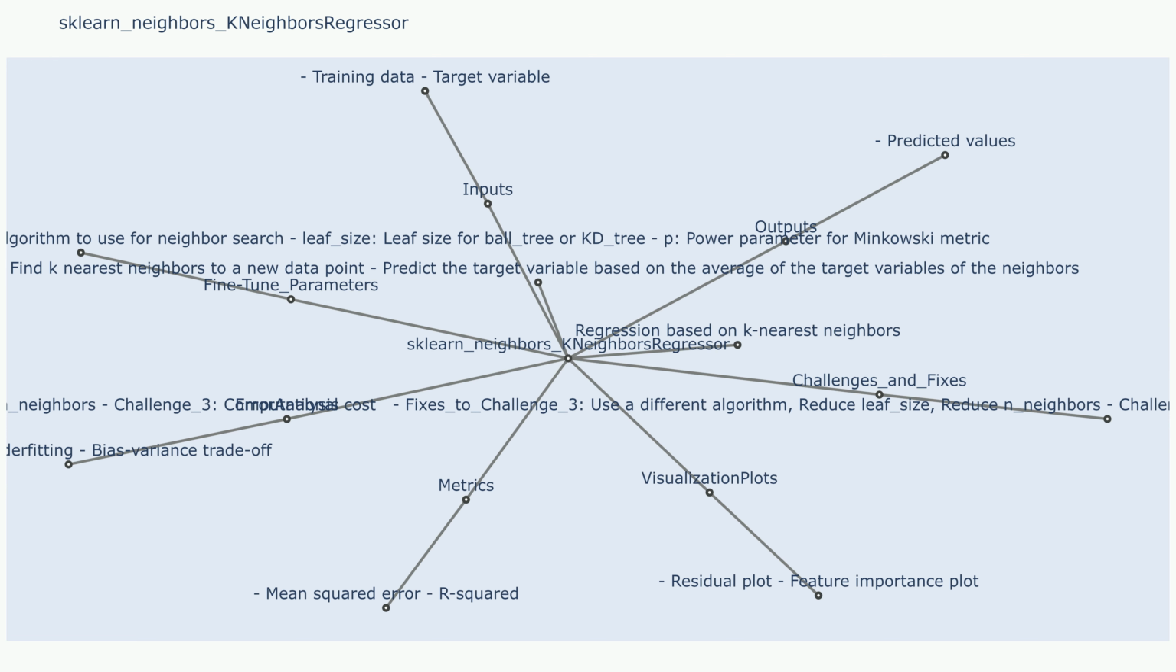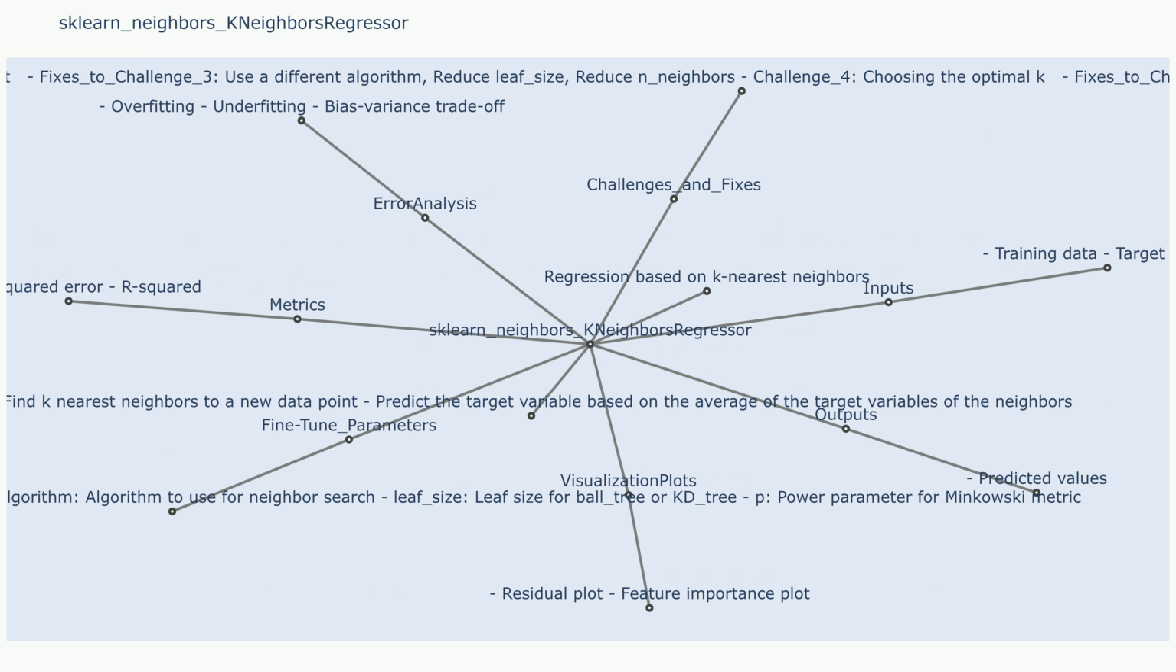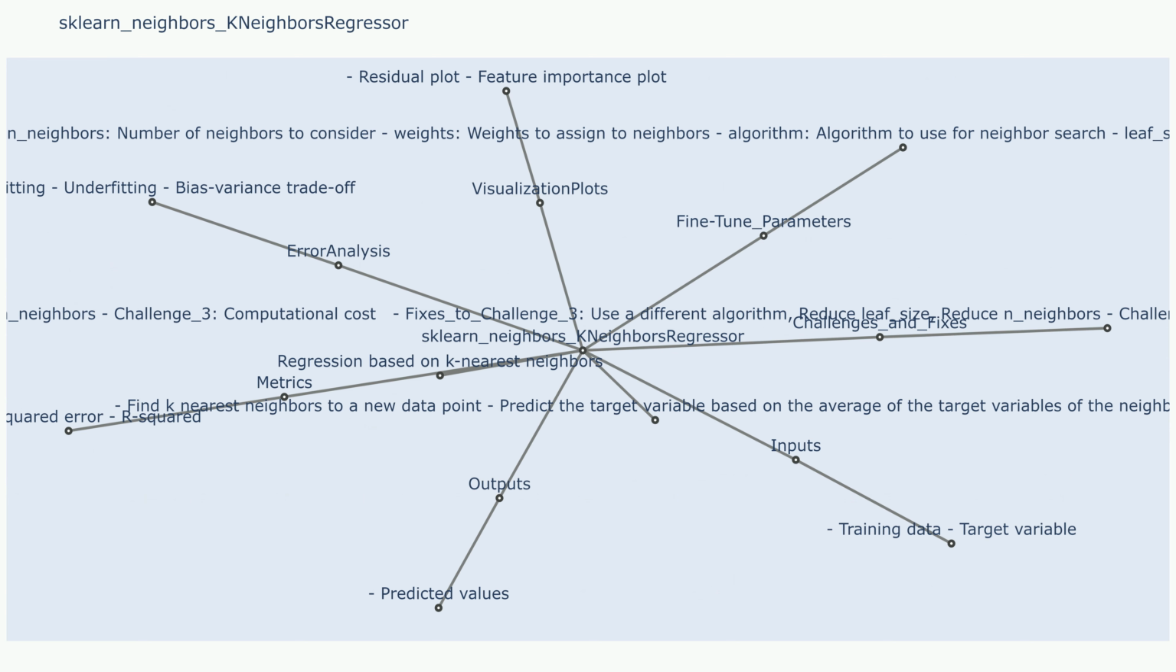Inputs. X. This is the input feature matrix containing the training data. Each row represents a data point, and each column represents a feature. Y. This is the target variable array containing the corresponding output values for each data point in the training set. Outputs. YPRED. This is the array of predicted output values for the given input data. Model. This is the trained KNeighborsRegressor object. It can be used to make predictions on new data points.